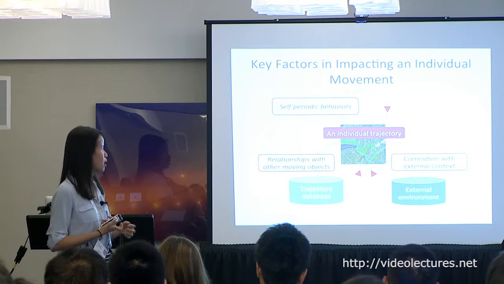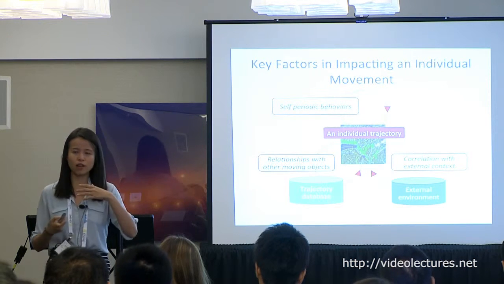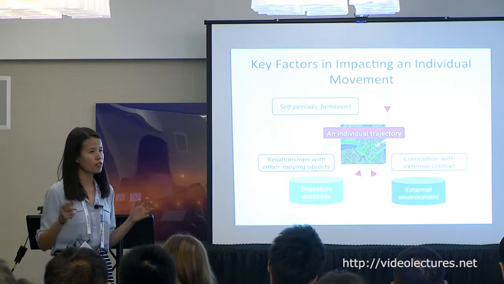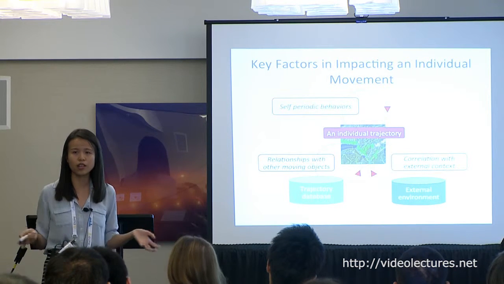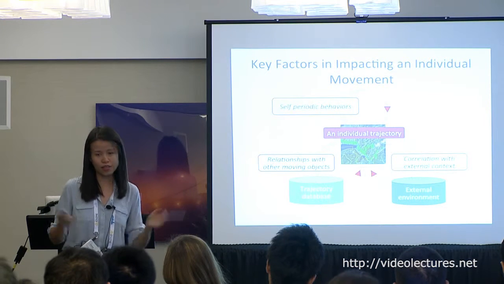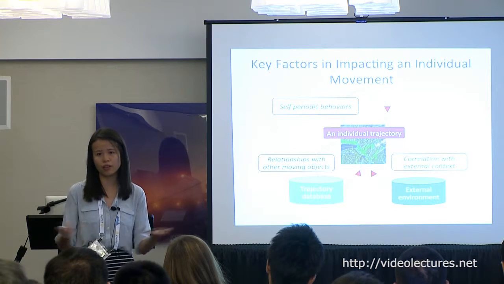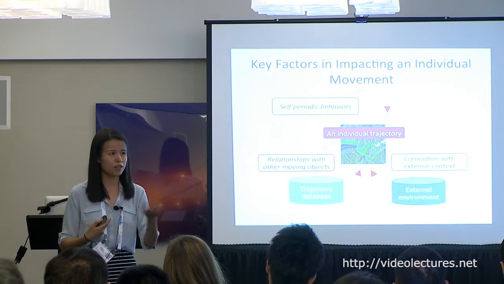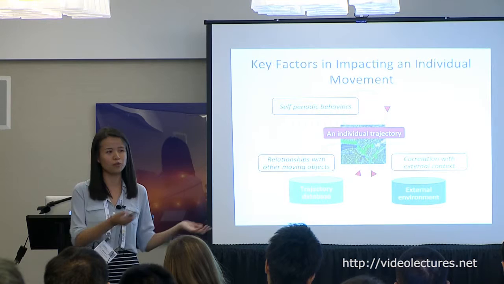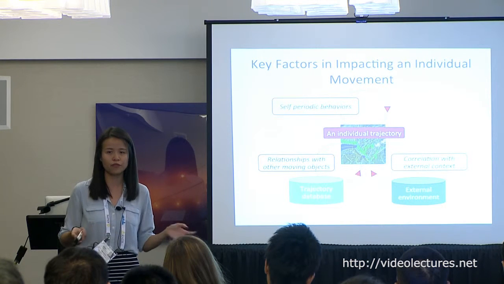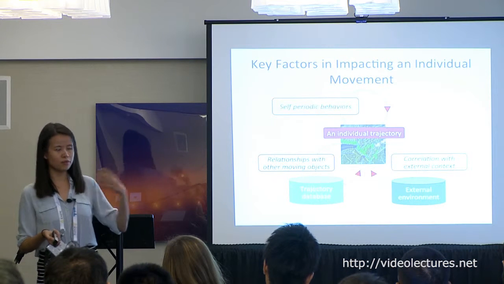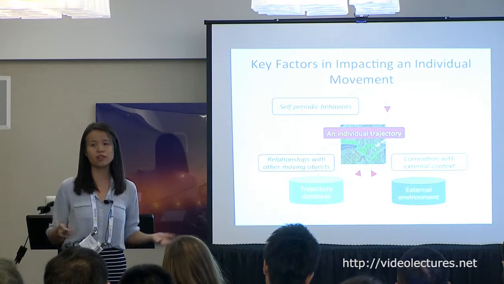Right, so the last part is, besides the interaction with other moving objects, you also have correlation with the external context. External context here means, for example, here's a conference. So we are all here coming for a conference. If there's a baseball game tonight in AT&T Park, probably some of you will go to the AT&T Park to watch that baseball game. So you make this movement because there's some external context.